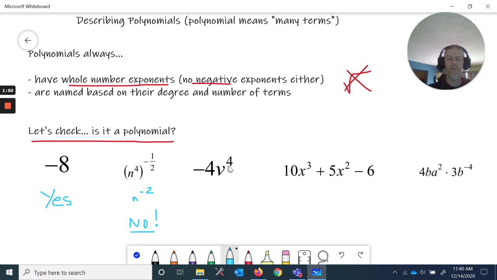-4v to the fourth. My exponent is +4. So we have no negatives. We have a whole number. There's no square roots. So yeah, we are good to go. This negative on the coefficient does not affect it.